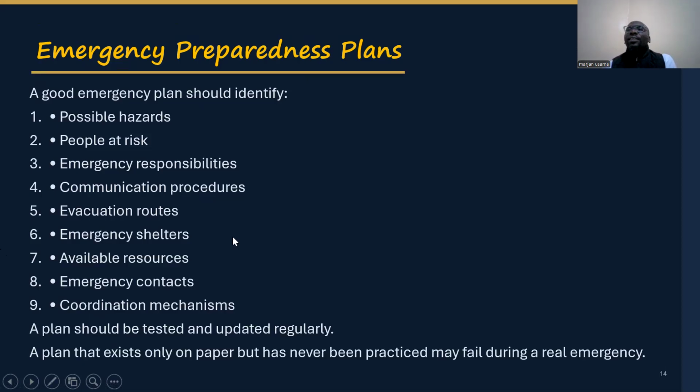Now, emergency shelters. If for example the disaster destroys people's shelter, we should have option B, where they're going to live. Available resources: we need to have available resources, the water, the medicine, and so on. Emergency contacts. We need to have the numbers of the police, the fire department. We need to have contacts in a book such that when a disaster strikes, we can easily and quickly communicate. Then coordination mechanism, how will the coordination be done among all the stakeholders.